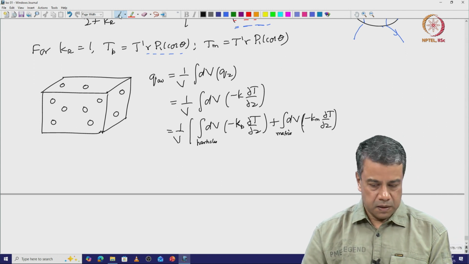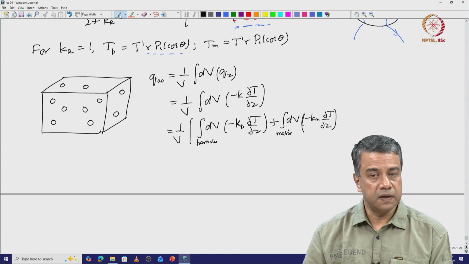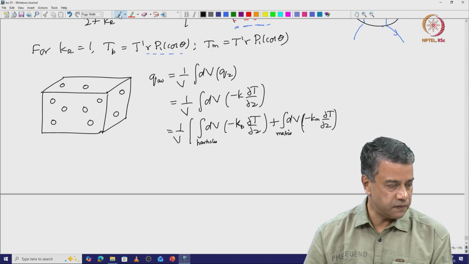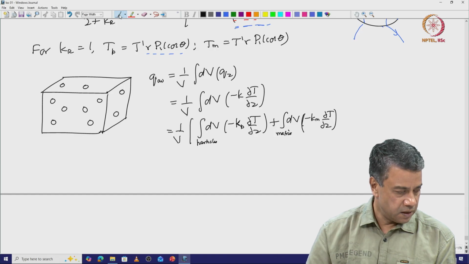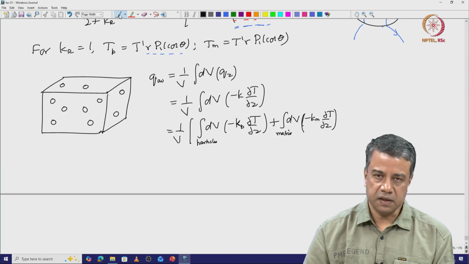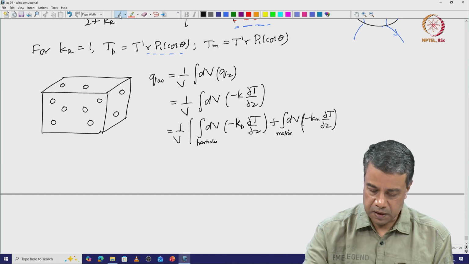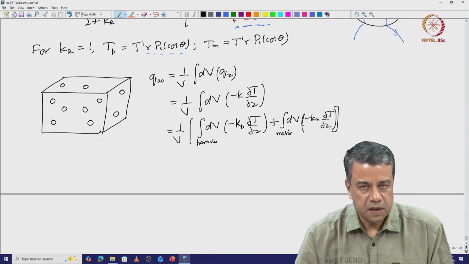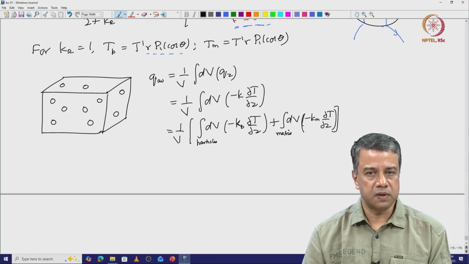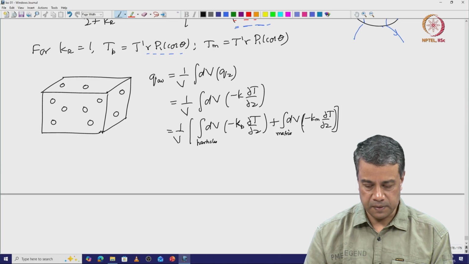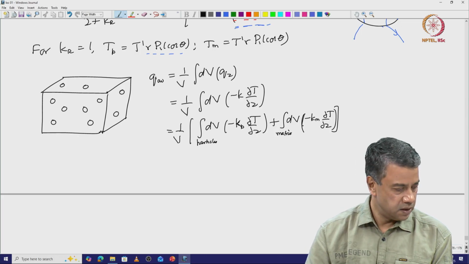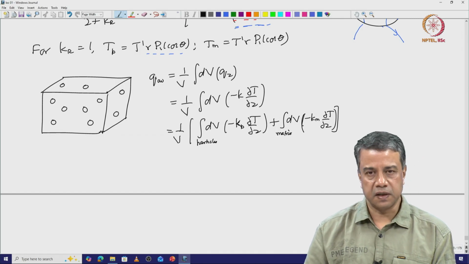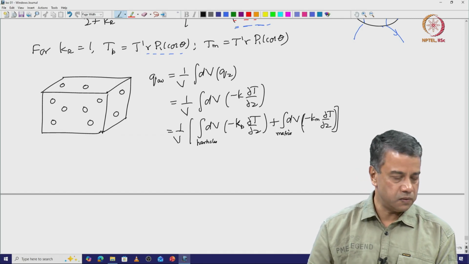So, now we have the temperature field in the particle, we have the temperature field in the matrix, and we have to calculate the total flux. Once we calculate the total flux divided by the total volume, we will get the average flux, and that will be related in some way to the relative conductivity between the particles and the matrix. So, this calculation of the average flux I will continue in the next lecture. I will see you then.